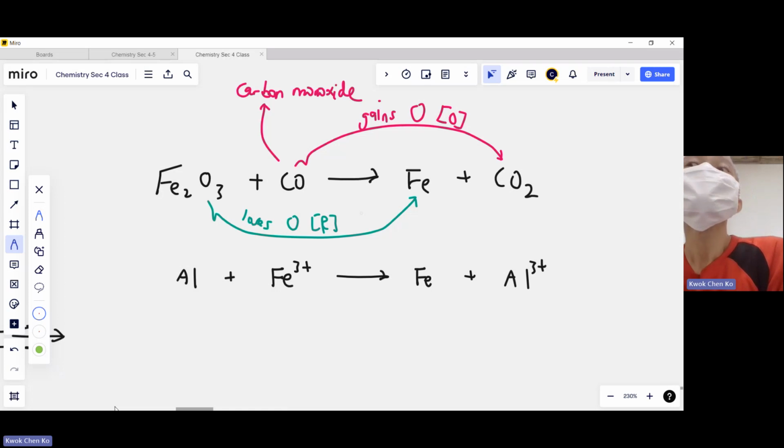Loses electrons. You check what's the definition for oxidation? Is it loses electrons? It is right. But did this guy lose electrons? From here to here, did it lose electrons? The charge has become less positive now. How did it become less positive?